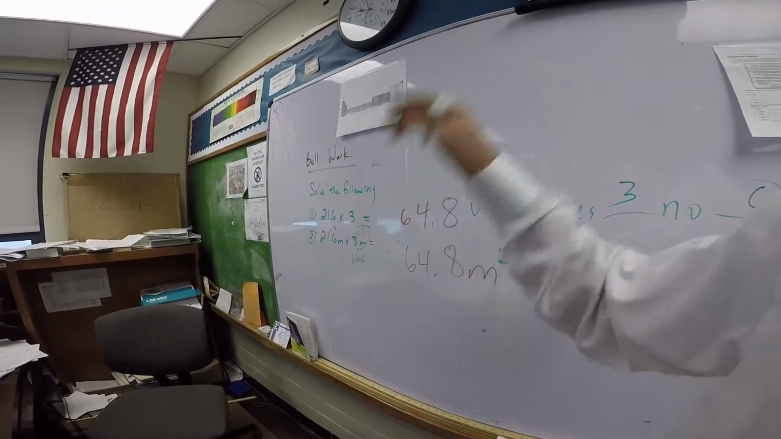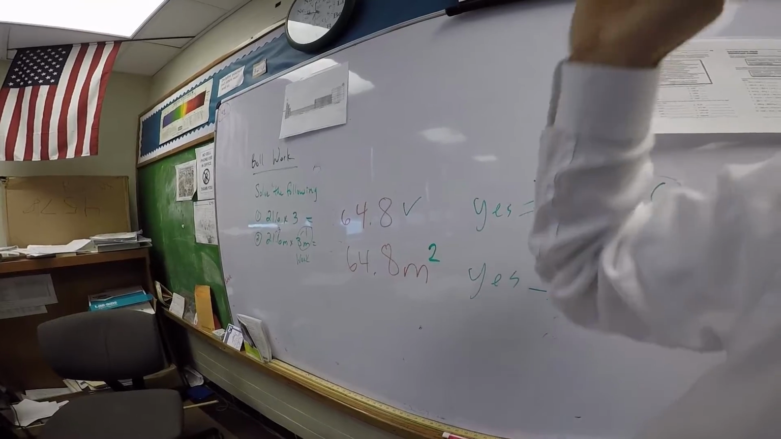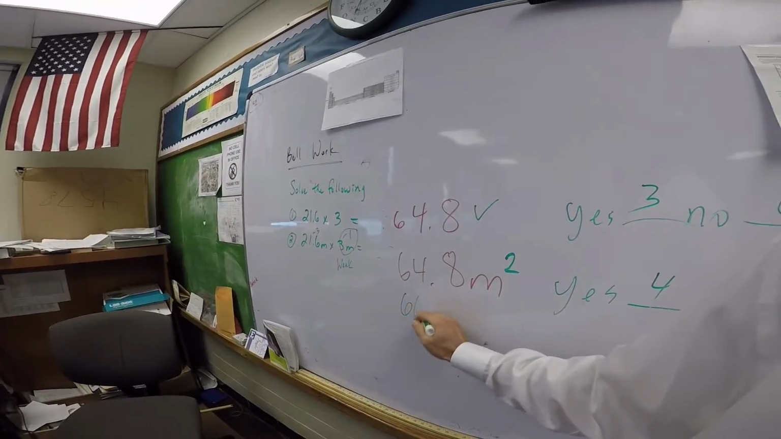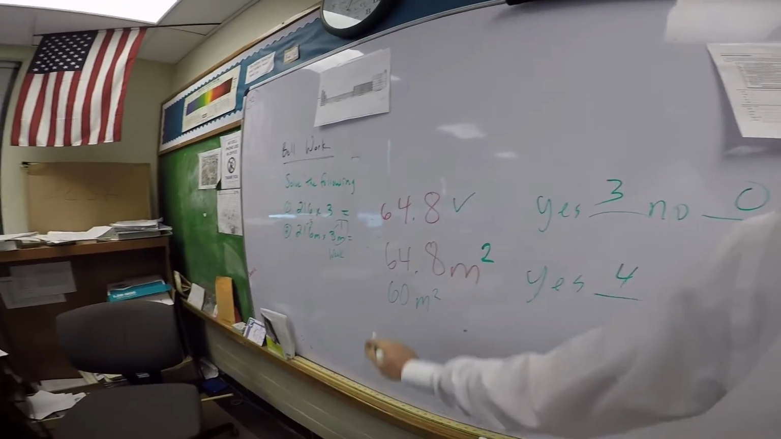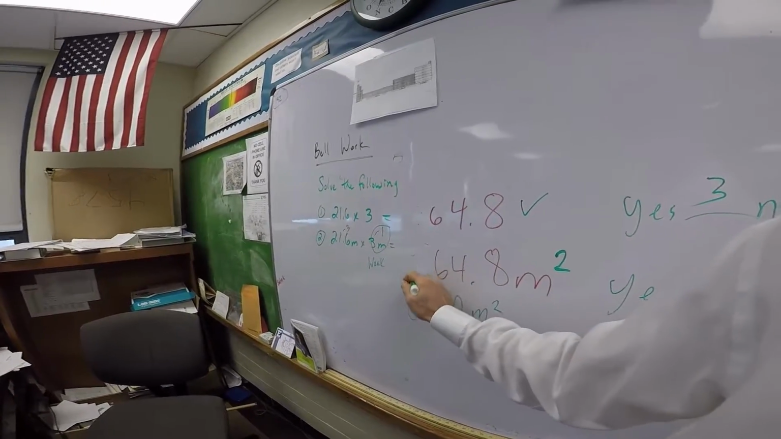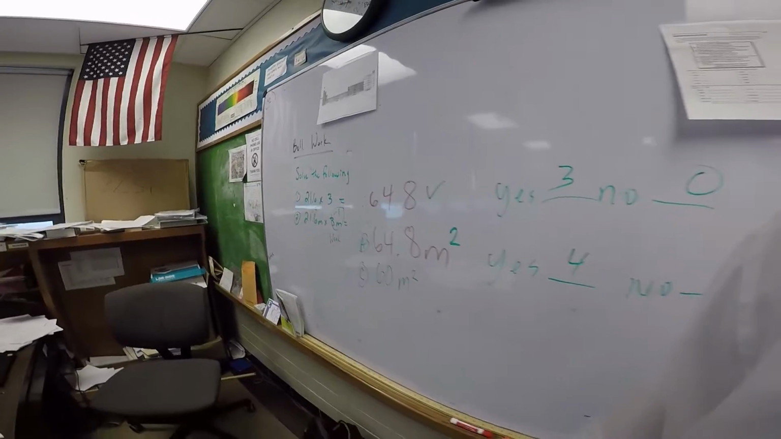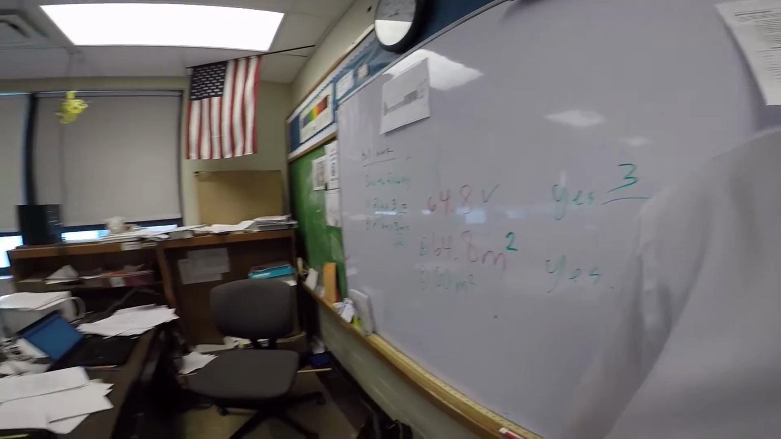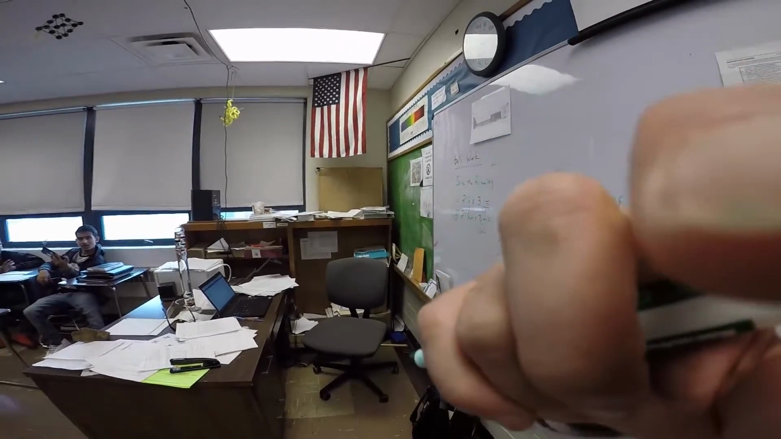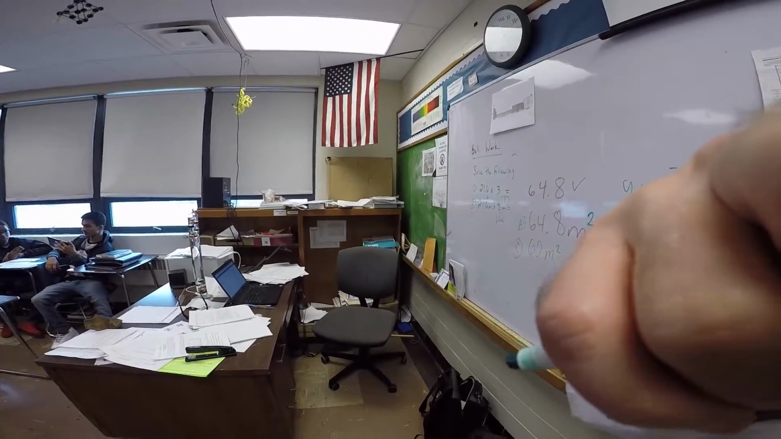So instead of it being 64.8 meters, it's going to be 60 meters squared. Now that's going to be like choice C on the ACT. This is going to be choice A. And most people are going to bubble in choice A, and they're wrong. It's actually going to be C is the correct answer. This is why most people don't get a 36 on the ACT. One of the reasons.